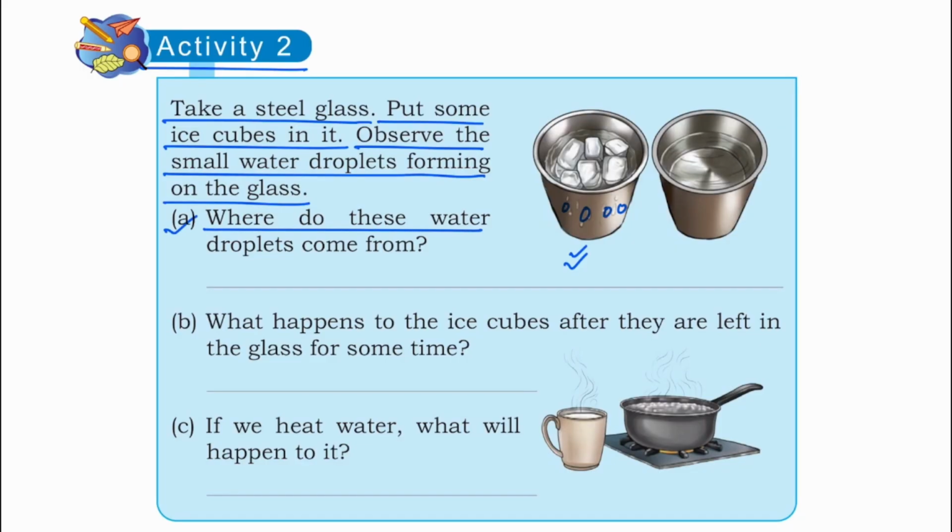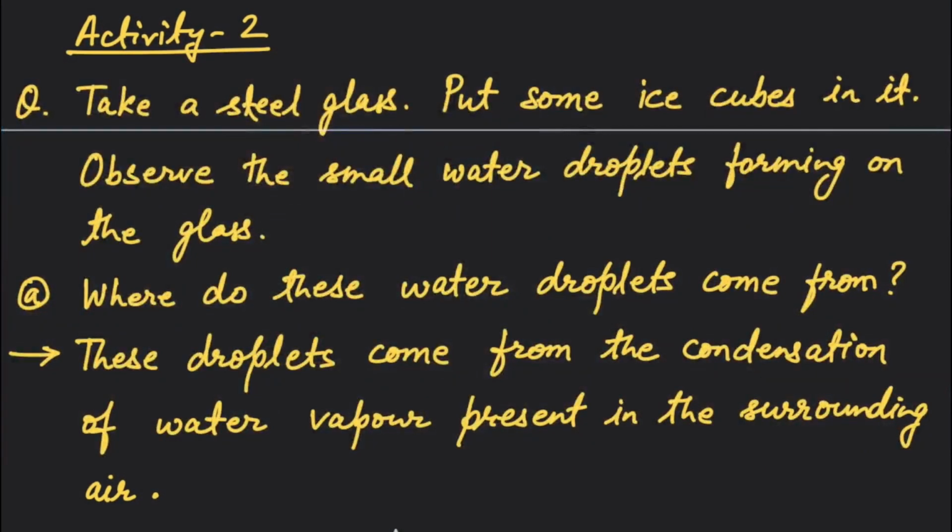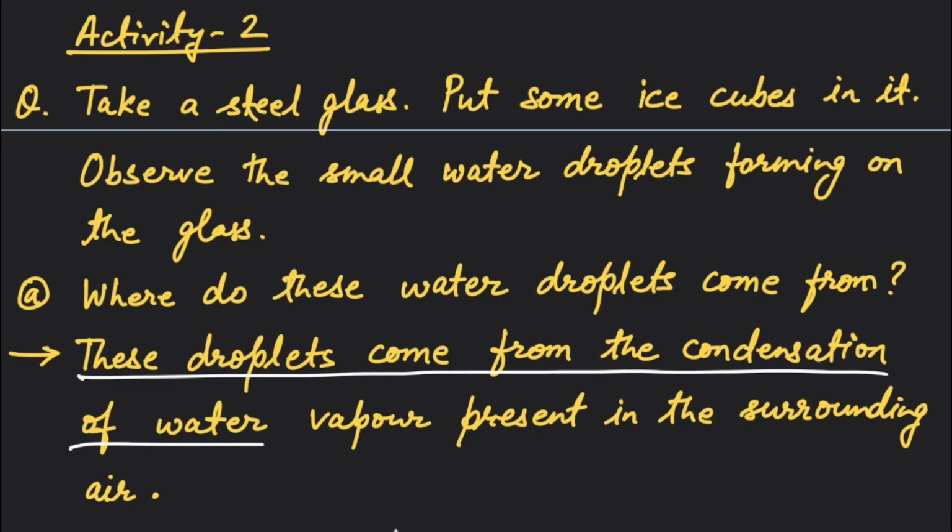A. Where do these water droplets come from? You can write, these droplets come from condensation of water vapor present in the surrounding air.